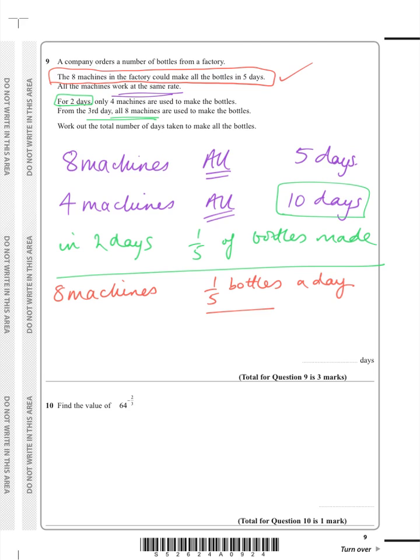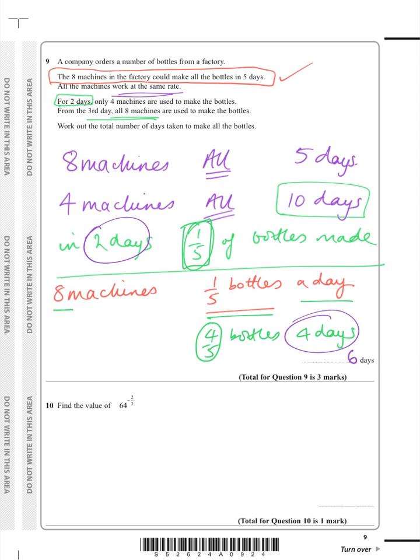Well, looking carefully here, we've already got 1/5 of the bottles made, so we've somehow got to make 4/5 of the bottles and see how long that would take. If 8 machines do 1/5 of the bottles per day, then in 4 days they would make 4/5 of the bottles. That's quite important, because we now know that we've got 4/5 of the bottles and 1/5 of them, which makes all of them, and all we've got to do is count the days. So we've got 2 days here, 4 more, which makes a total of 6 days.